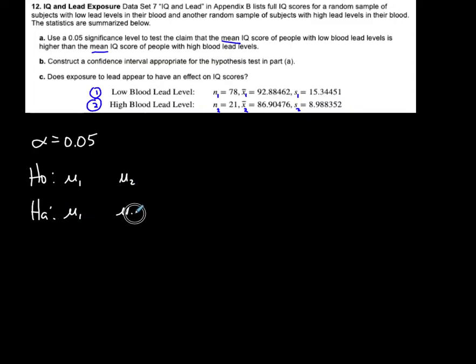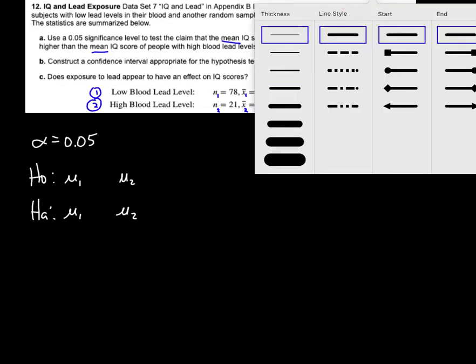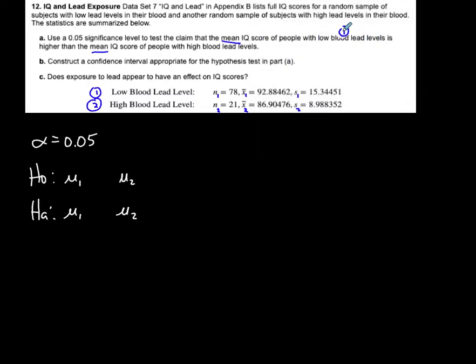Mu1 to mu2. Now for my situation, what do they represent? Mu1 is the population mean for the population of people that have low blood lead levels. Mu2 is the population mean for the population with high blood lead levels. This is the sample stuff. This is the population stuff. Compare the mean IQ score of people with low blood lead levels. That was my group 1, right? That's what I labeled as group 1.